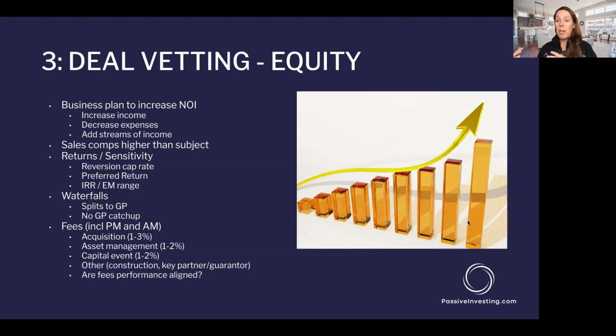Now, conversely, when we're talking about businesses, we're not talking about net operating income, we're talking about expected gross income and some multiple of the expected gross income. So either way, we are still focused on the profitability of the asset. So how do we affect net operating income and the profitability of the asset? We have three main levers. One, increasing the income. Two, decreasing expenses. And three, adding additional streams of income. So when I'm vetting a deal, I want to see one, two, or maybe all three of those levers being pulled.